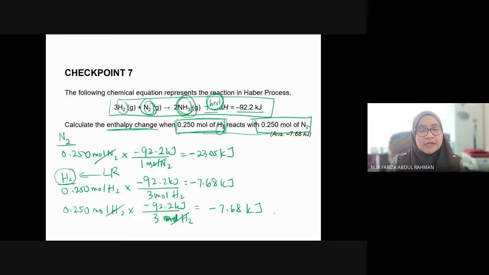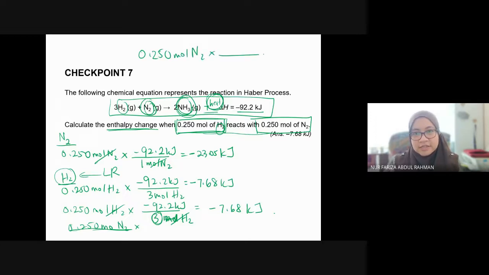Okay, what I want to say is, if you use nitrogen, because you say the mole is the same, this is nitrogen. Then what will happen here? This one will be different. If you are using nitrogen, the difference will be here. From the equation, 1 mole of nitrogen is used to produce 92.2 kilojoule. So of course your answer will be different.